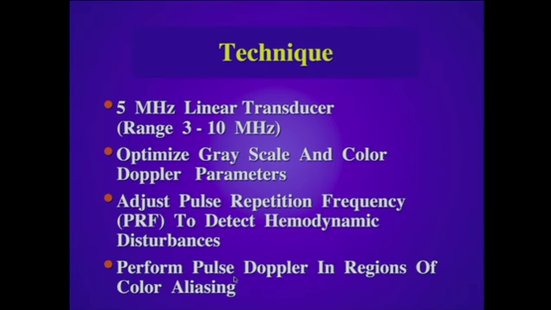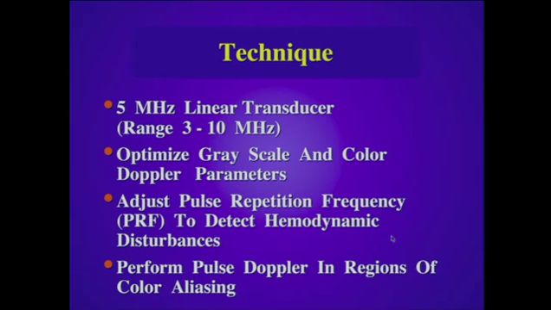We'll adjust the pulse repetition frequency so that we will detect hemodynamic disturbances in areas of flow abnormality. It is important to adjust the PRF for each patient so that we do not see aliasing in areas of normal flow. Then we will perform pulse Doppler examination in regions of abnormal flow or color aliasing to determine the peak systolic velocity and accurately characterize lesions identified on our examination.